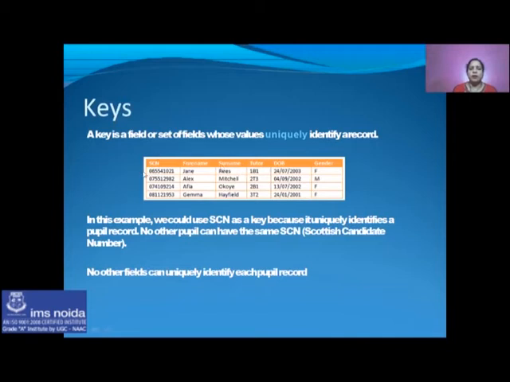But here only the SCN can uniquely identify that particular record, because name may be duplicate, surname may be duplicate, tutor ID may be unique but is not valid to access the entire record. Date of birth may be duplicate and gender may be duplicate. So we can consider the SCN as the uniquely identifying attribute. In this example, we considered the different attributes, and the attribute that uniquely identifies a record is considered a key.